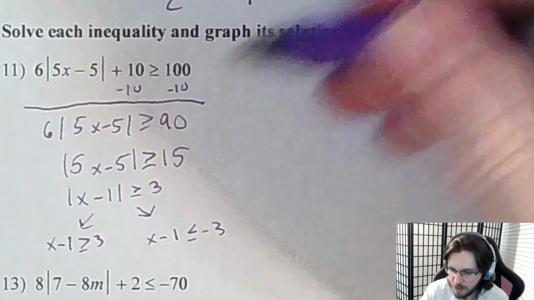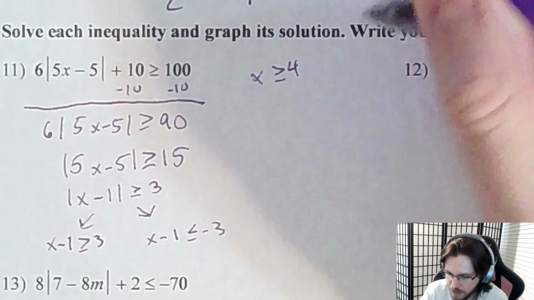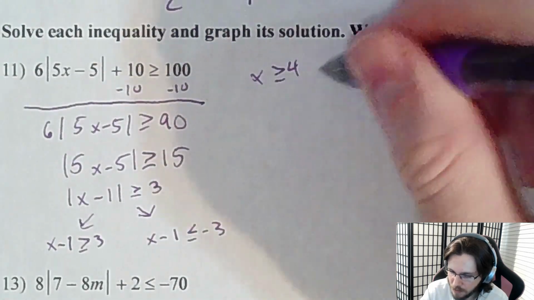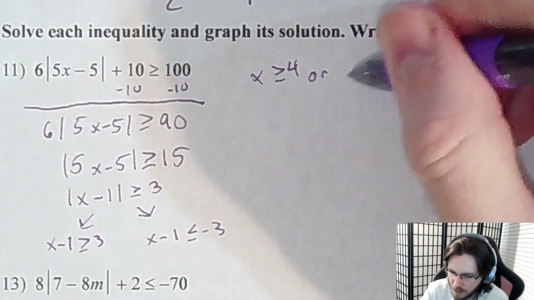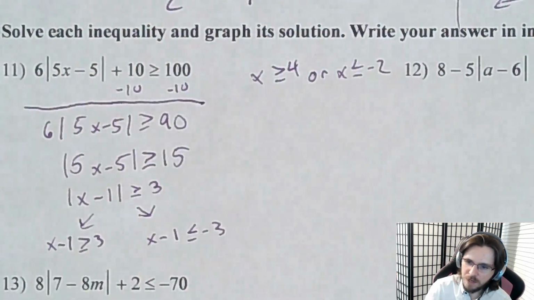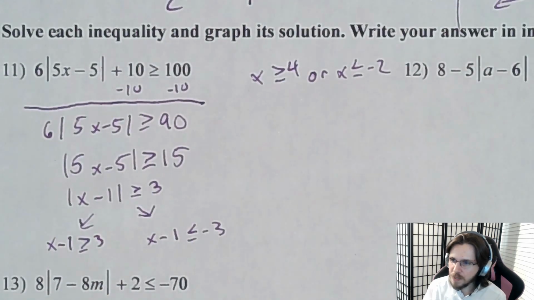Rewriting more of this up here, adding 1 to both sides gives us x is greater than or equal to 4. The greater than alligator is eating the absolute value, so the word or shows up. And it's x less than or equal to negative 2. If you add 1 to both sides over here, there you go.